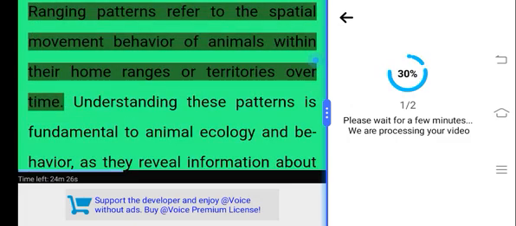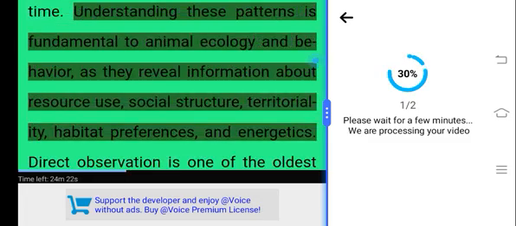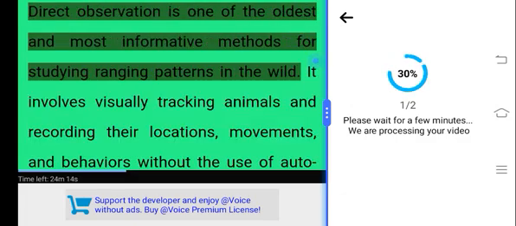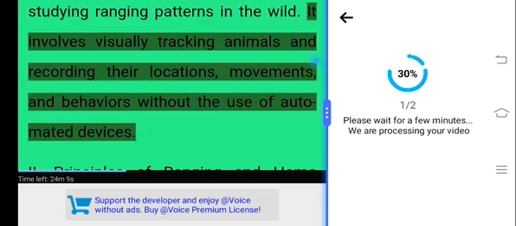Introduction. Ranging patterns refer to the spatial movement behavior of animals within their home ranges or territories over time. Understanding these patterns is fundamental to animal ecology and behavior, as they reveal information about resource use, social structure, territoriality, habitat preferences, and energetics. Direct observation is one of the oldest and most informative methods for studying ranging patterns in the wild. It involves visually tracking animals and recording their locations, movements, and behaviors without the use of automated devices.